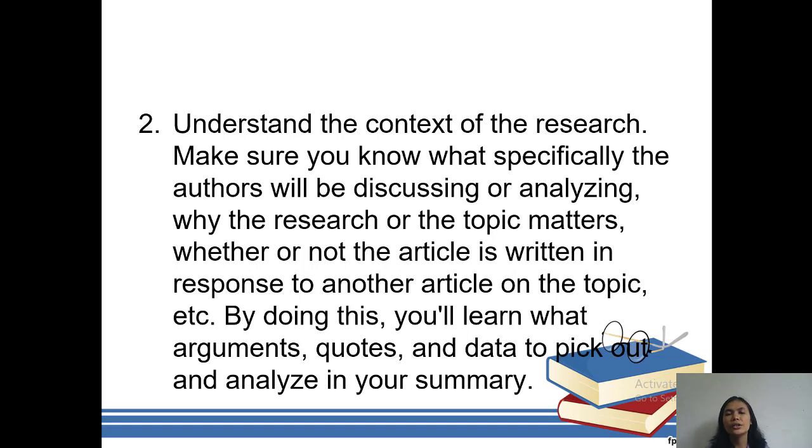Now the second one is to understand the context of the research. Make sure that you know what specifically the author will be discussing or analyzing, and what the topic or subject matters, whether it's actually a response to another article or initial research. By doing this, you will be able to learn what the arguments, quotes, or data are to pick up and analyze in your summary later.